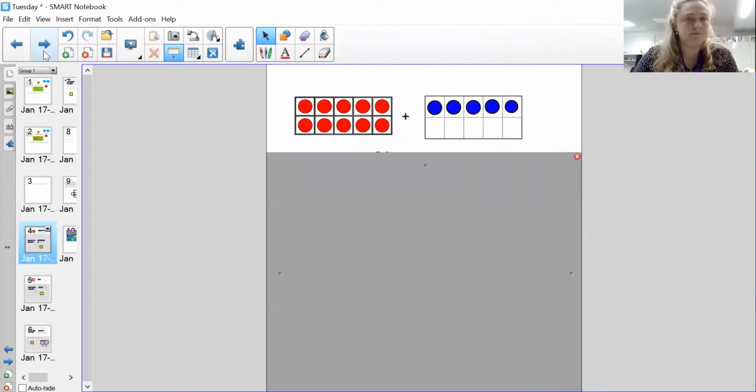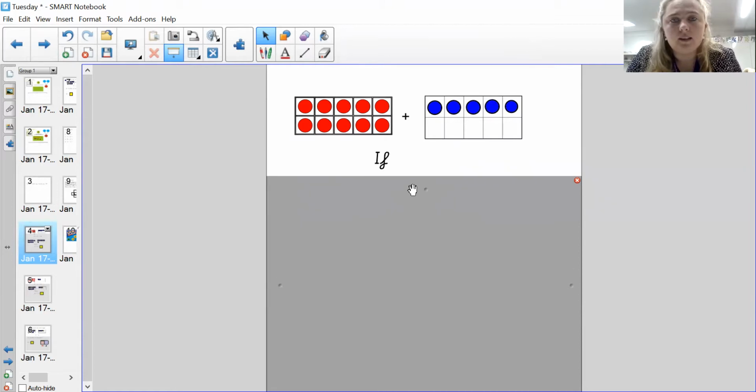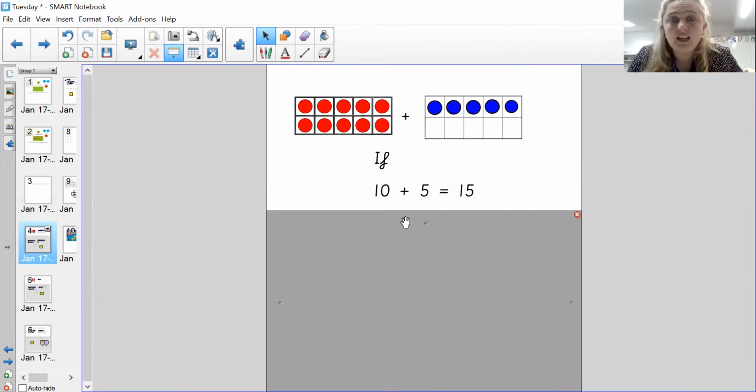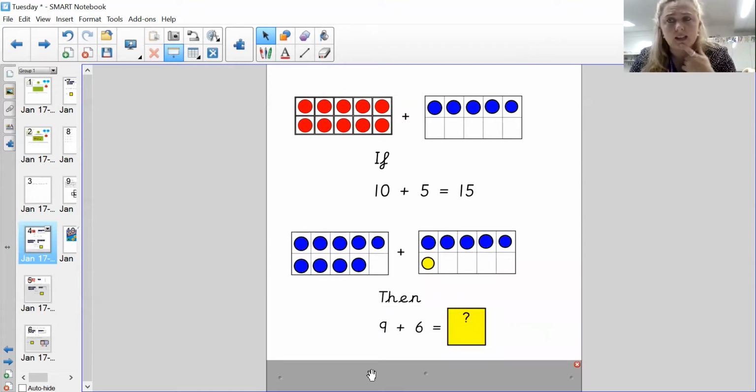So here we have some tens frames, and one of them is full. So we know how many are there, don't we? 10 plus 1, 2, 3, 4, 5. 10 plus 5. What is 10 plus 5? 15, fantastic. So if 10 plus 5 is 15, then what is 9 plus 6?